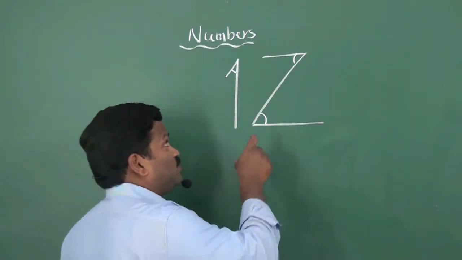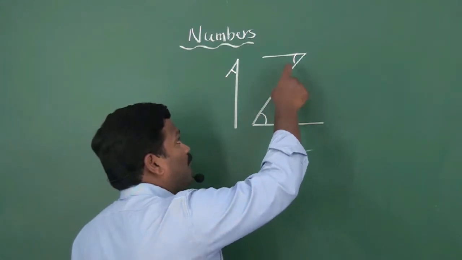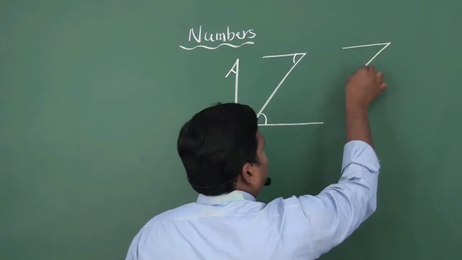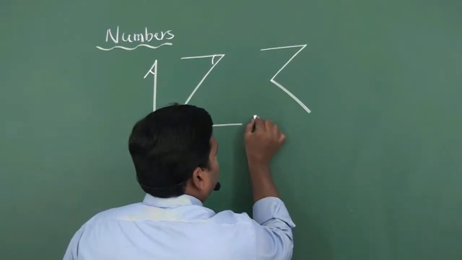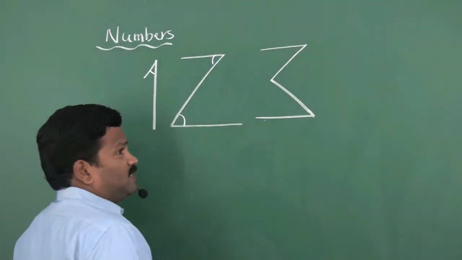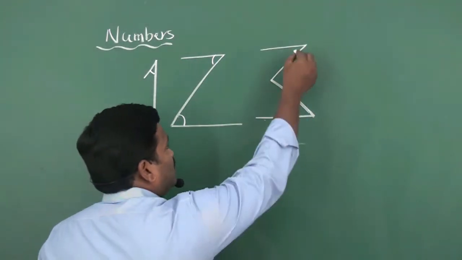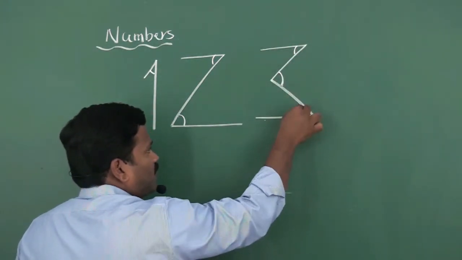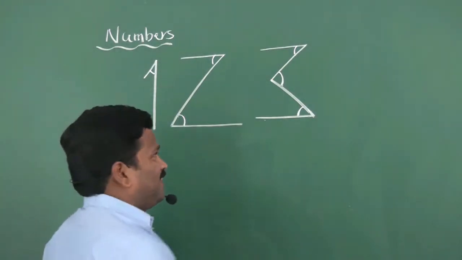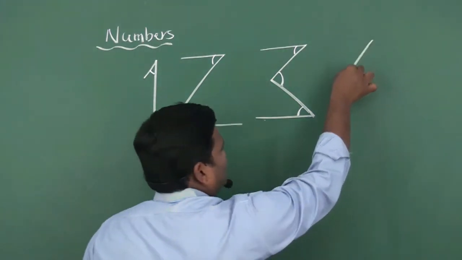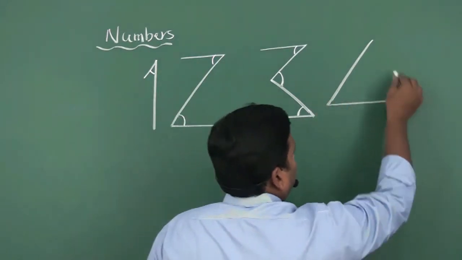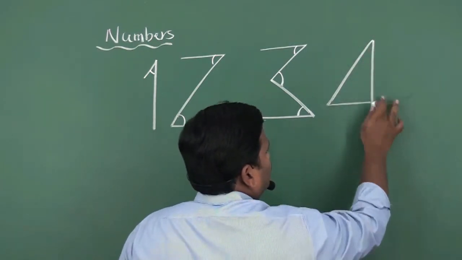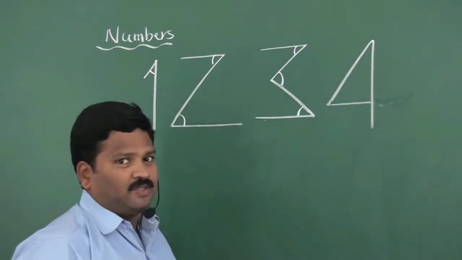Why is it named 2? Since this number has 2 angles, here and here. Similarly, this is 3, because in this figure we have 3 angles: 1, 2, 3. And this is 4. See this figure, this is a 4.